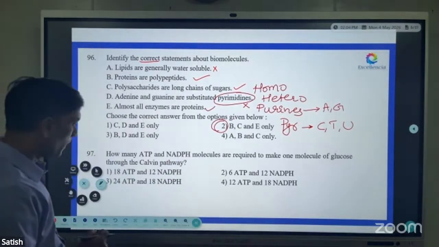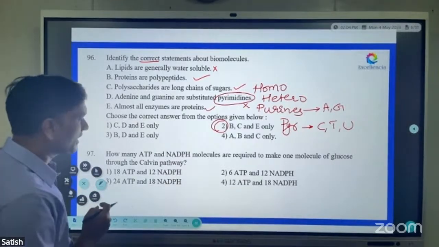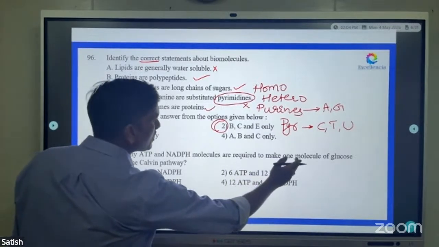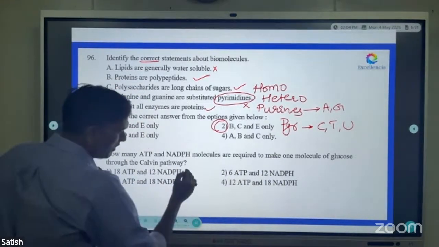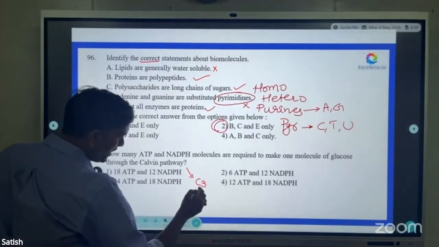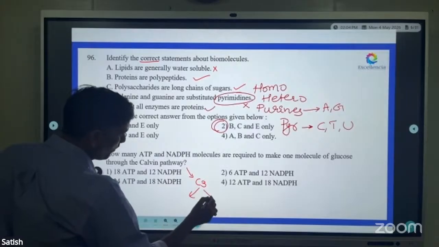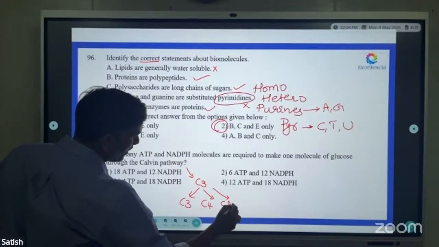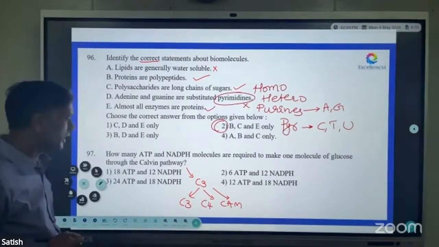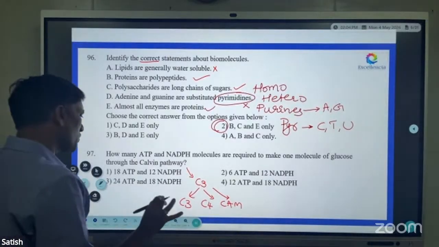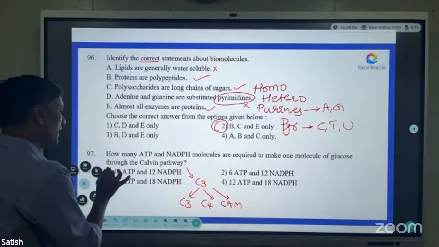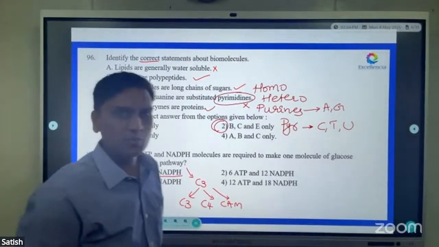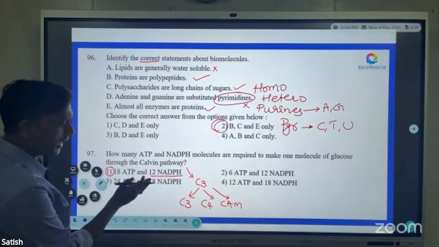Question number 97. This question is related to photosynthesis, the Calvin cycle. How many ATP and NADPH molecules are required to make one glucose molecule through the Calvin pathway? The Calvin cycle, also called the C3 pathway, is the major biosynthetic pathway in all types of plants, like C3 plants, C4 plants, and also CAM plants. So it is the most common biosynthetic pathway. For the formation of one glucose molecule in the Calvin cycle, 18 ATP and 12 NADPH are required. It is a direct textbook point.